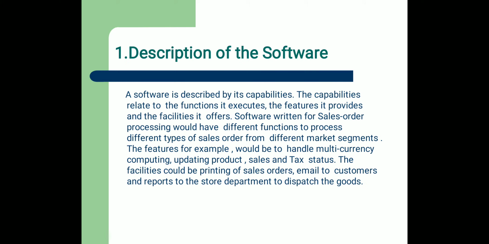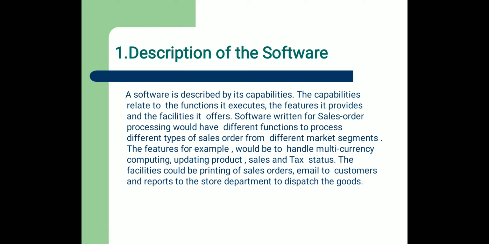What is the description of a software? A software is described by its capabilities. Software means whatever the user requirements are, that we describe. We analyze the product, then the software will have the capability to give the solution for the user requirement. The capability is related to the functions it executes, the features it provides, and the facility it offers.